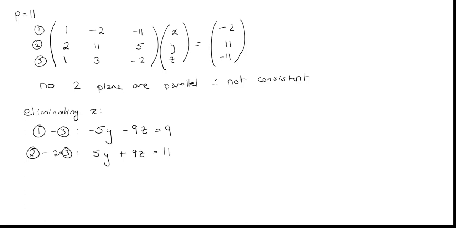Now we can see that on the left hand side, if I times the left hand side of equation number 4 by minus 1, I get the left hand side of equation number 5. However, that's not the case for 9 and 11. If I times 9 by minus 1, I don't get 11. So these are not consistent, or let's just call it inconsistent.